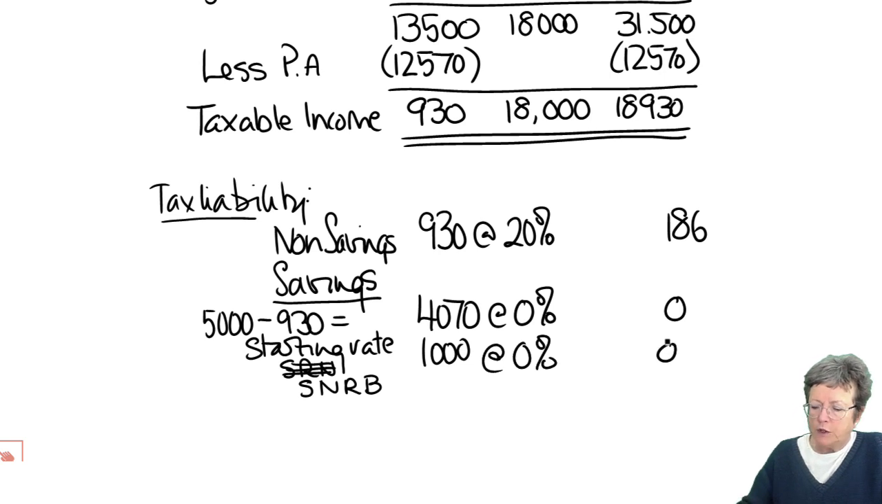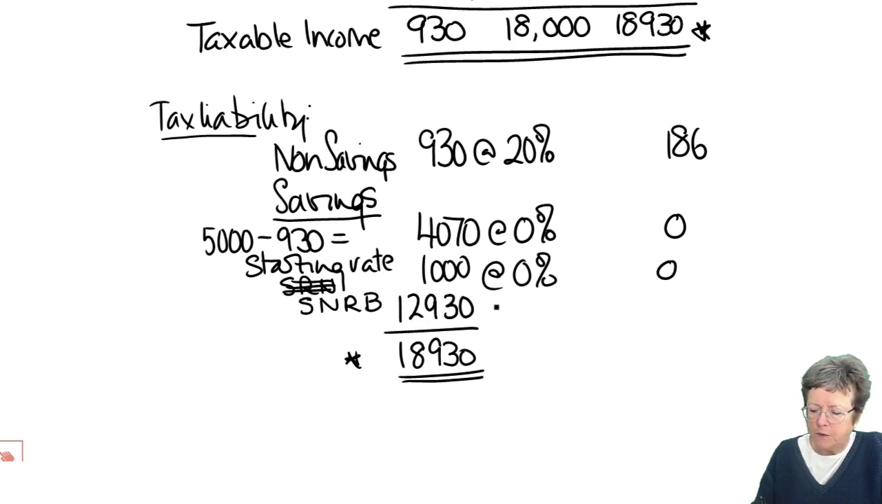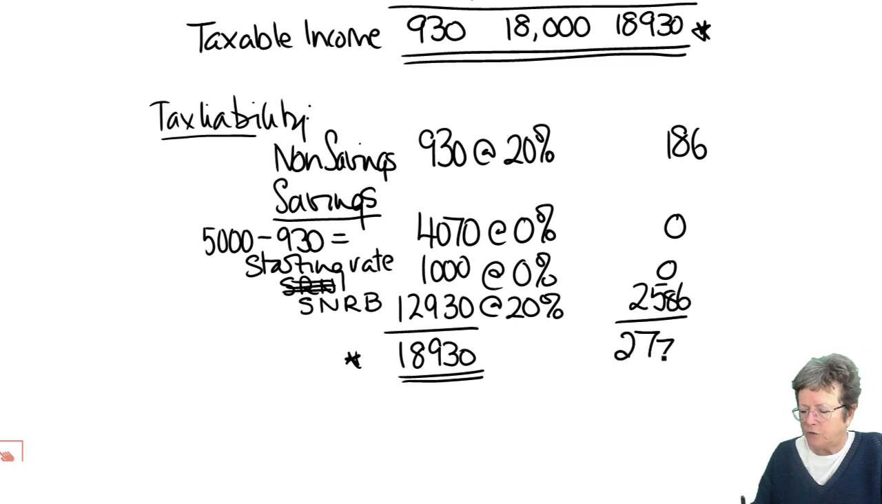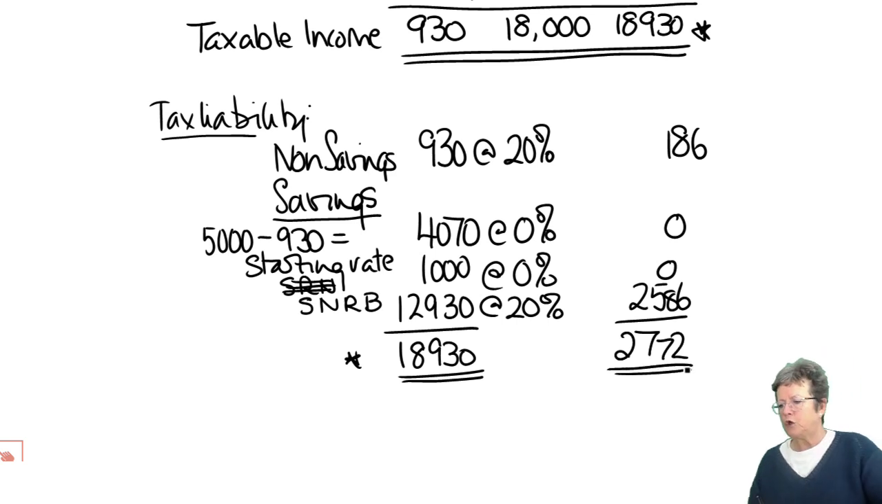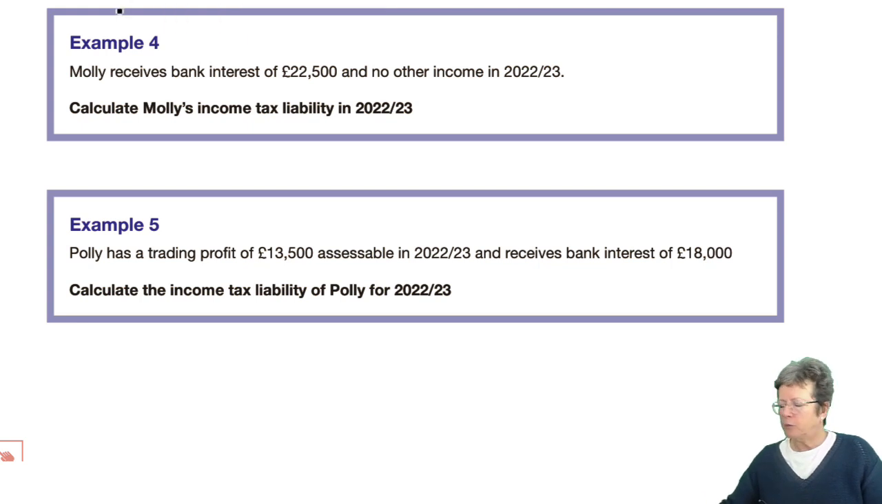Okay, which means that after that, the balance of that, and again, safety net, 18,930 is the total that we're aiming for. Make sure you use your safety net, which means the balancing figure here is 12,930, and that's going to be taxed at 20% because she's a basic rate taxpayer, which is 2,586, giving us a total of 2,772. Okay, so that's example number 5.